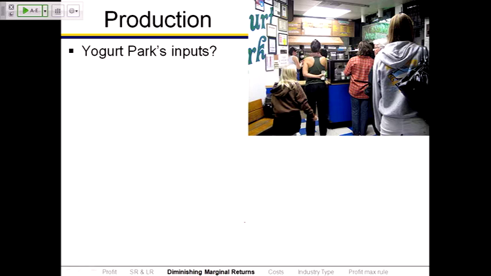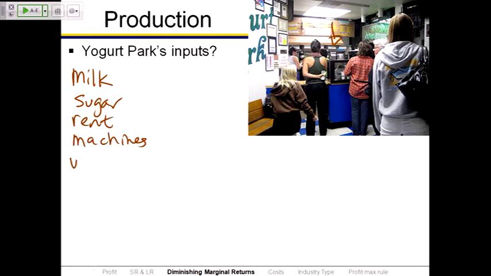So Yogurt Park's making frozen yogurt. Let's think about this. What are the various inputs? Raise your hand so I can call on you. We're gonna make a list right now of the various inputs that are involved in frozen yogurt. Yeah. Milk. All right. Milk is one. What else? Sugar. Rent. Yep. Did you gotta pay for the building? Machines.